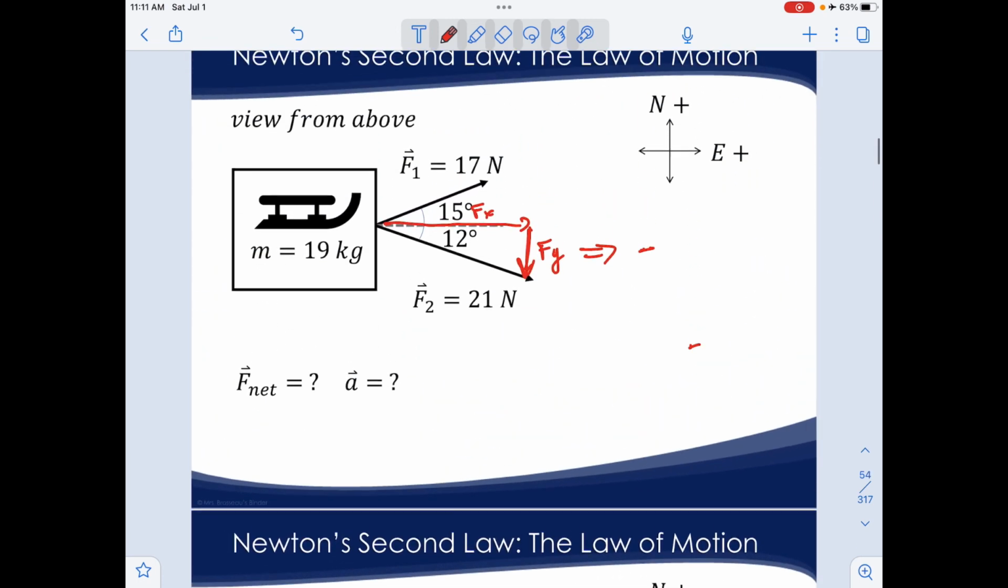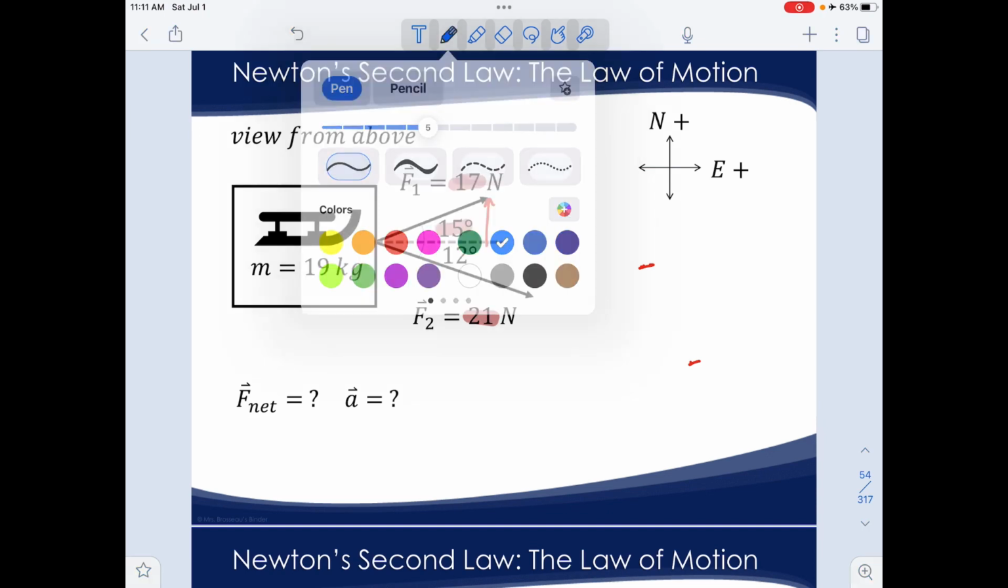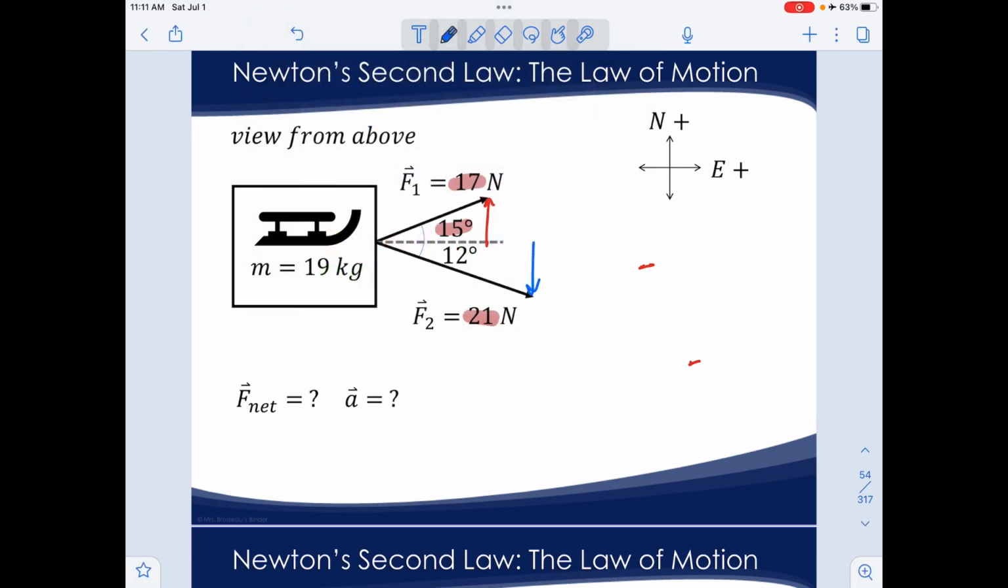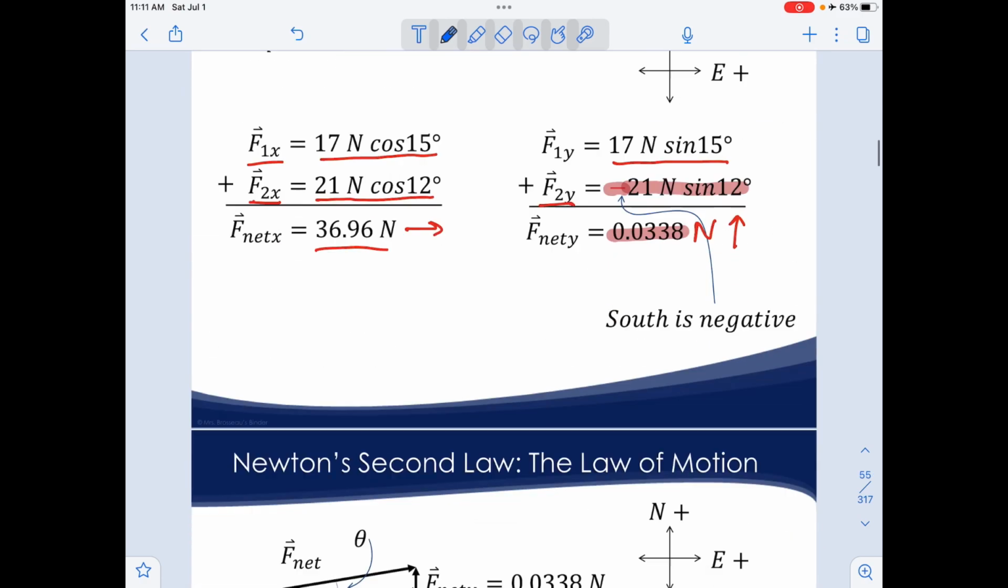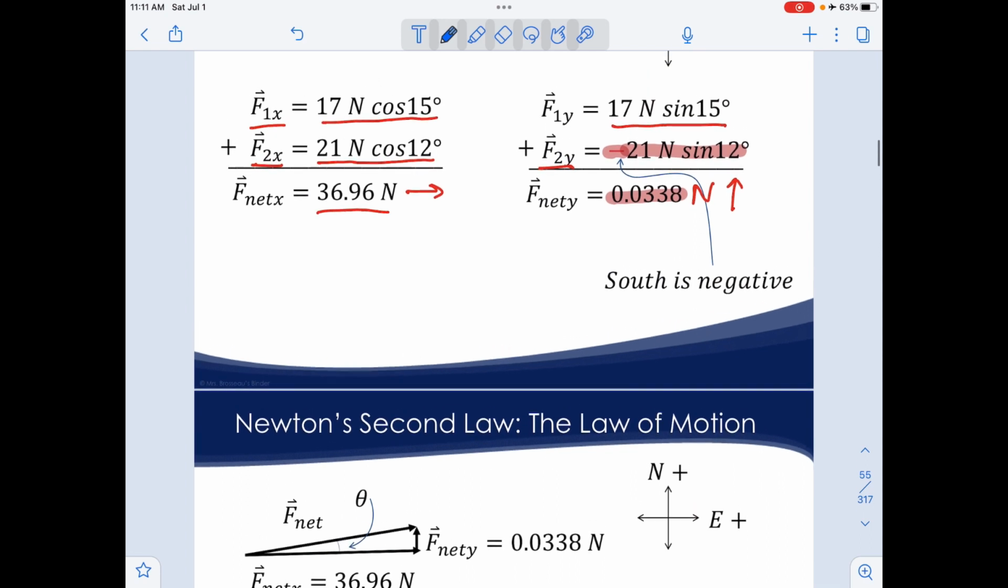Now you might be like, well, why is that? Does that make sense? We should always look back to see if that makes sense. And it does make sense, because if you look at this, even though this force here is less than this force, this angle is greater. And so that's why this force up ended up being larger than this force down. Okay, just barely.